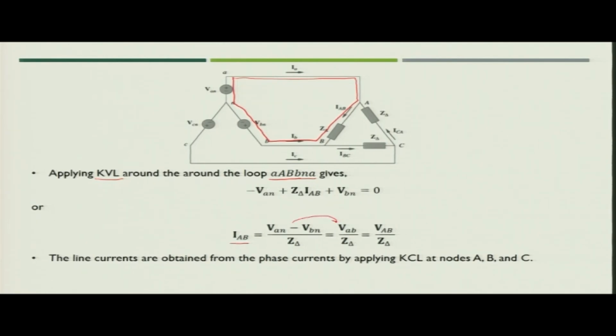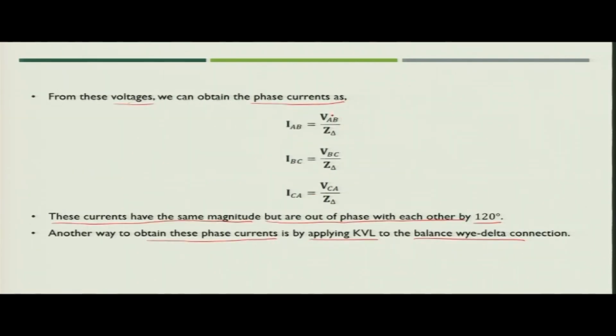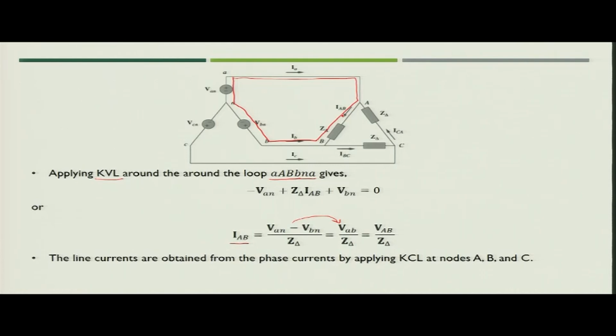This is nothing but the line voltage coming across the source. So, we can write VAB by Z delta. Now, since VAB is equal to the phase or line voltage across the load, we can write V small ab equal to V capital AB by Z delta. So, in this way also you can find the value which is same.